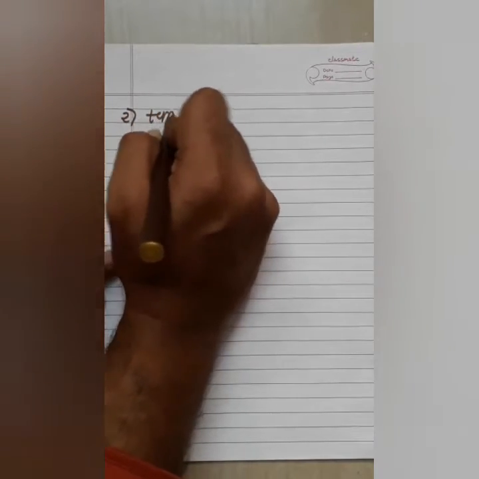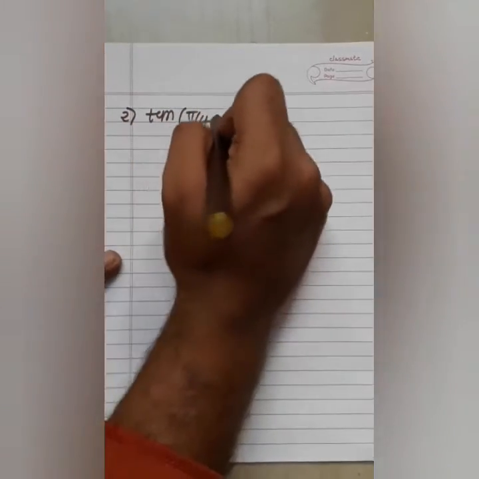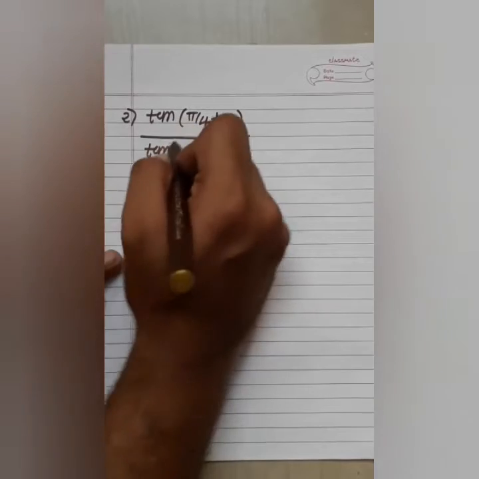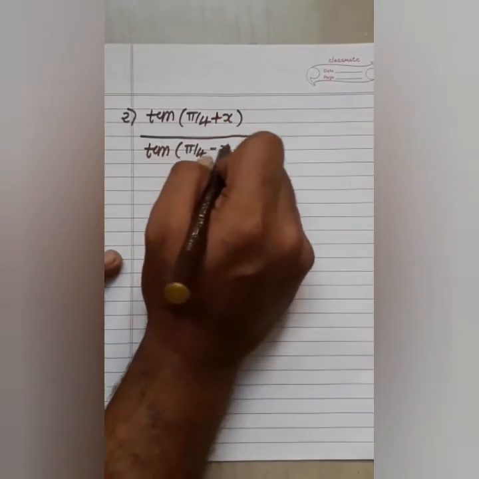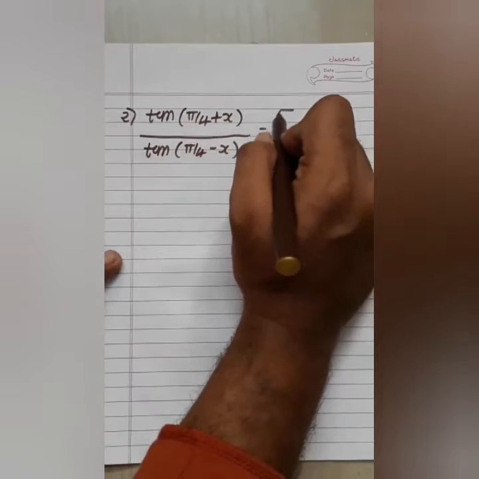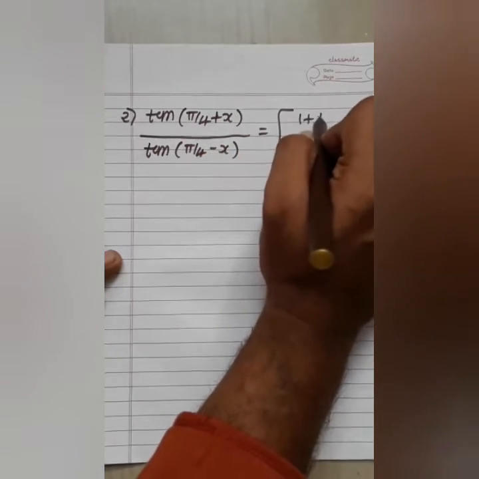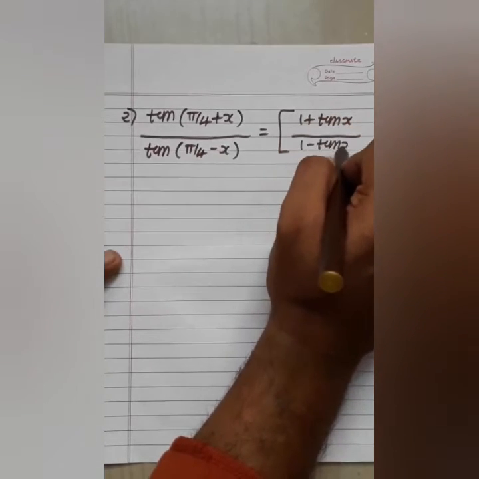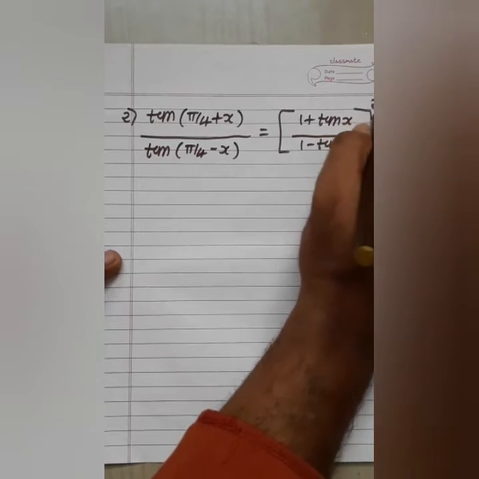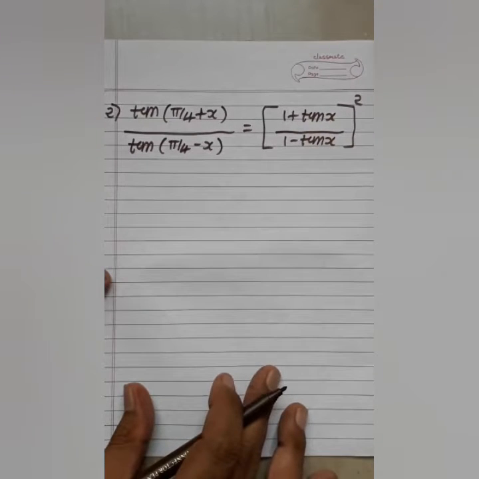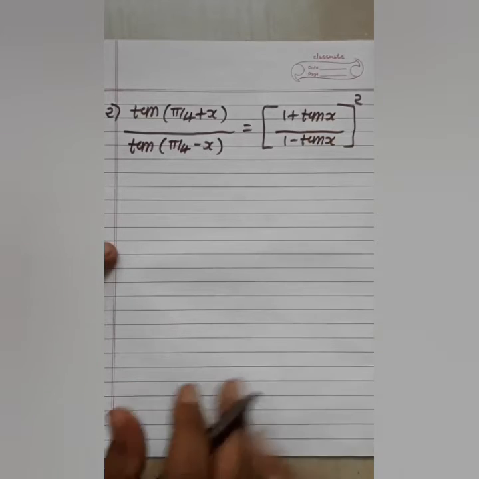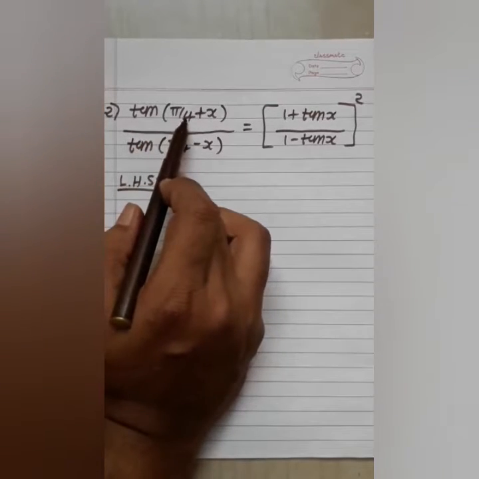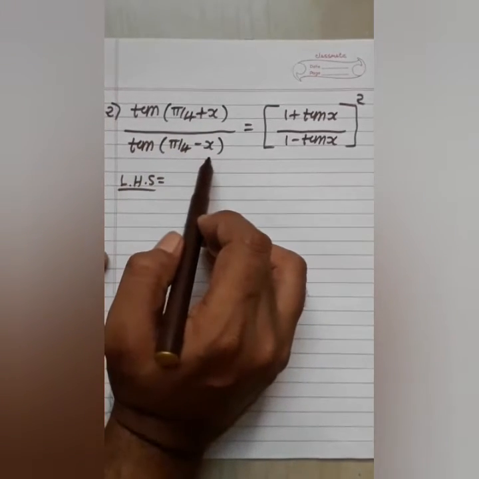Prove that tan(pi by 4 plus x) upon tan(pi by 4 minus x) is equal to (1 plus tan x upon 1 minus tan x) whole square. So again start from the LHS side. In the LHS side, first of all, tan(pi by 4 plus x) upon tan(pi by 4 minus x).